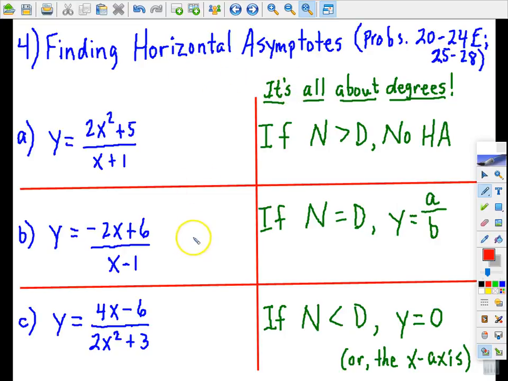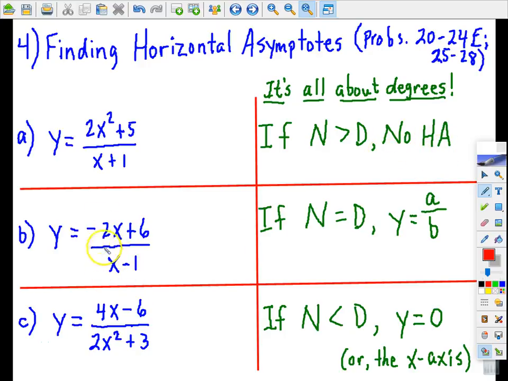When you're trying to determine horizontal asymptotes, one of three things is possible. You need to understand how to find the degree of the numerator and the denominator. That's what this means, N and D. For this first example, the degree of the numerator is 2, the degree of the denominator is 1, and so obviously the numerator degree is bigger. If that's true, then we will not draw any horizontal asymptote on our graph.